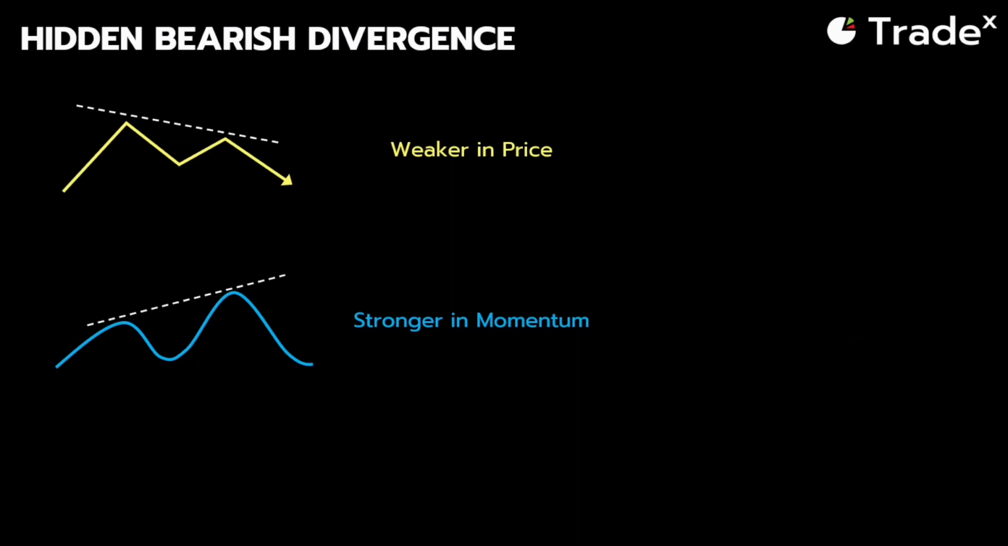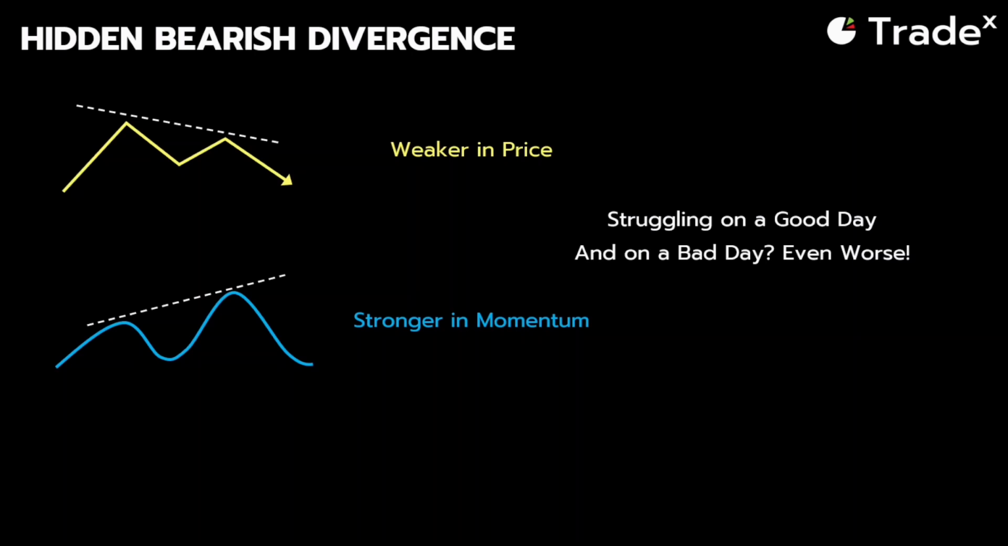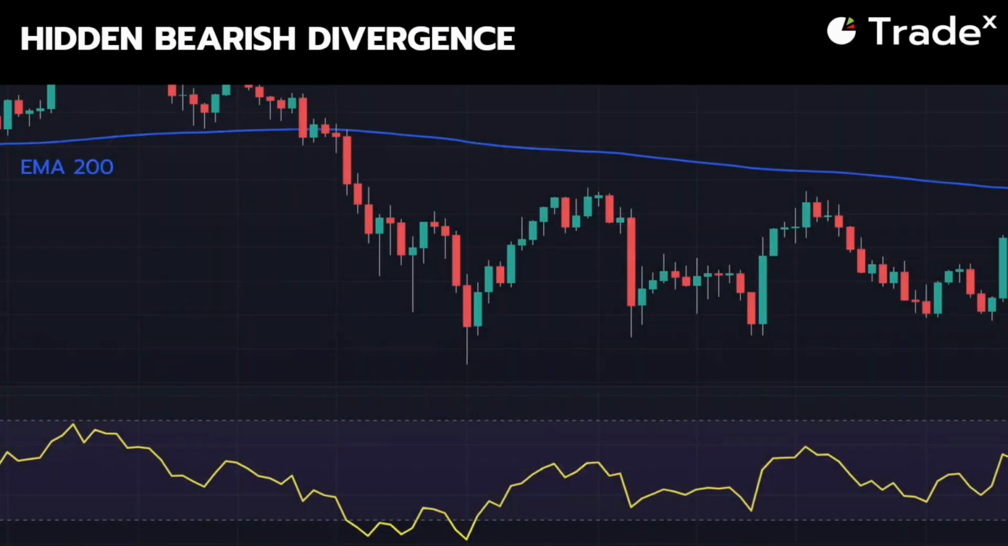Just like with hidden bullish divergence, traders can use a simple mnemonic to remember hidden bearish divergence. Struggling on a good day. And on a bad day, even worse. This helps capture the idea that even when momentum improves, the price still struggles, and in a downtrend, things tend to get worse. To make things clearer, let's walk through some examples.